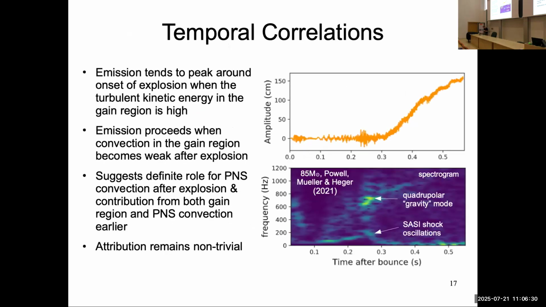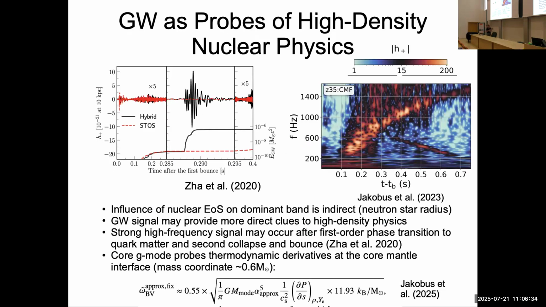Yeah. I'll skip the temporal correlations again. I think the upshot is just that there may be different ways of exciting that signal. It may be both the protoneutron star convection and the convection in the gain region.